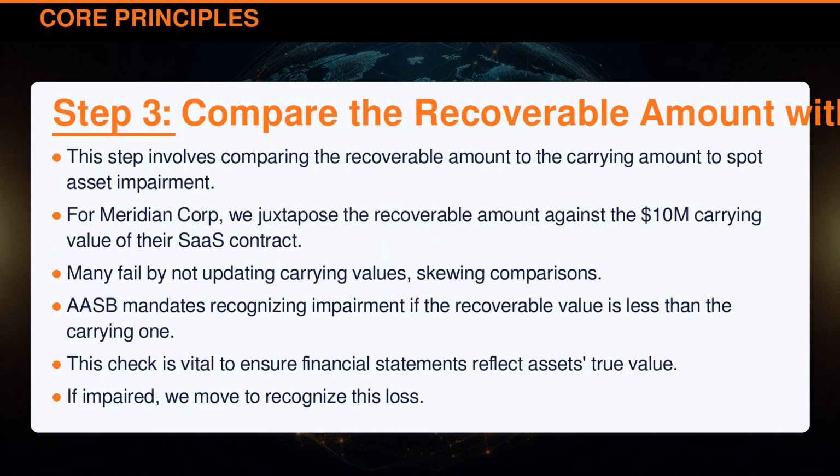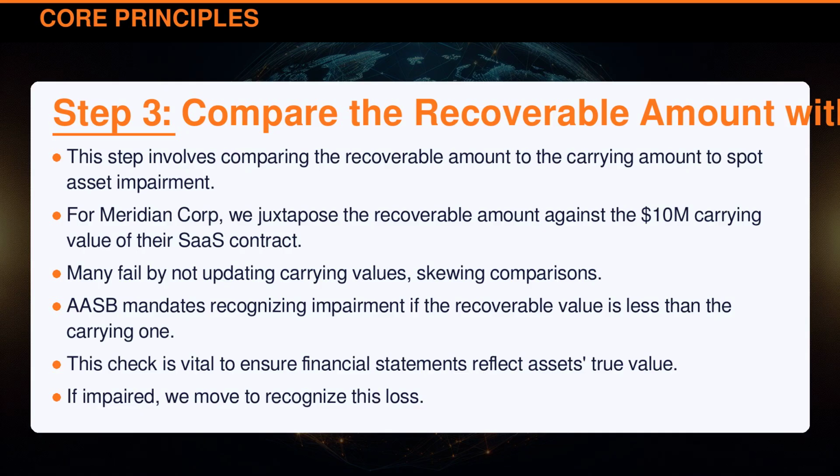This step involves comparing the recoverable amount to the carrying amount to spot asset impairment. For Meridian Corporation, we juxtapose the recoverable amount against the $10 million carrying value of their SaaS contract. Many fail by not updating carrying values, skewing comparisons.